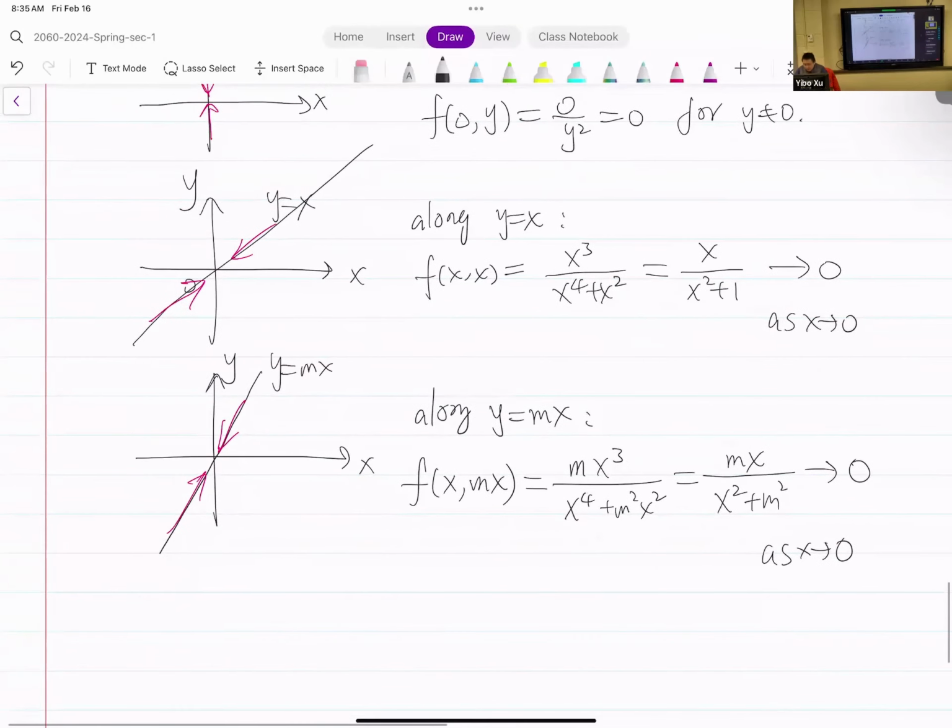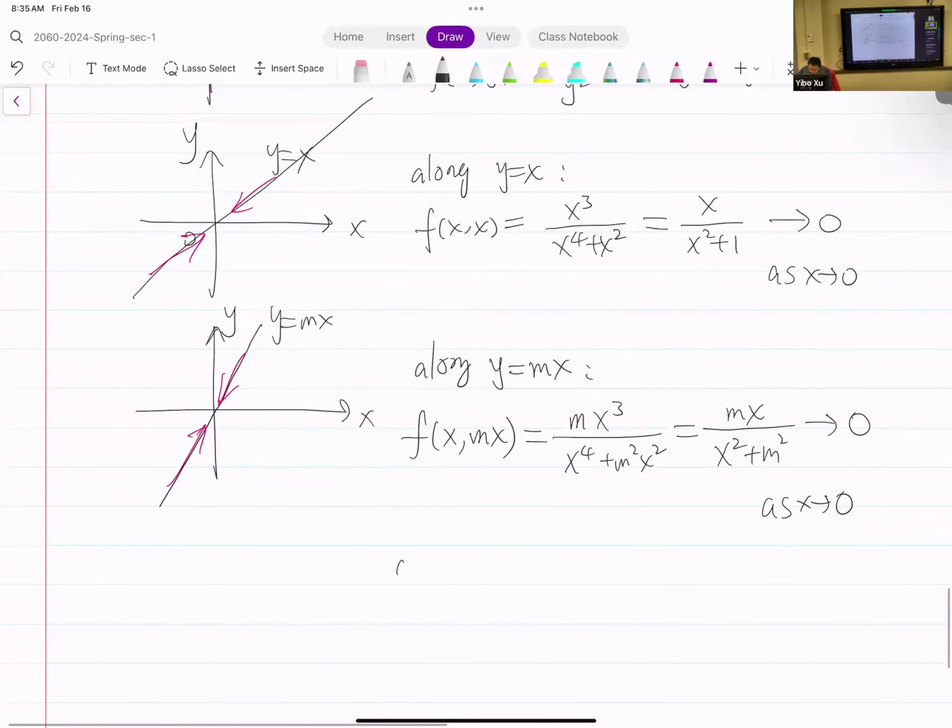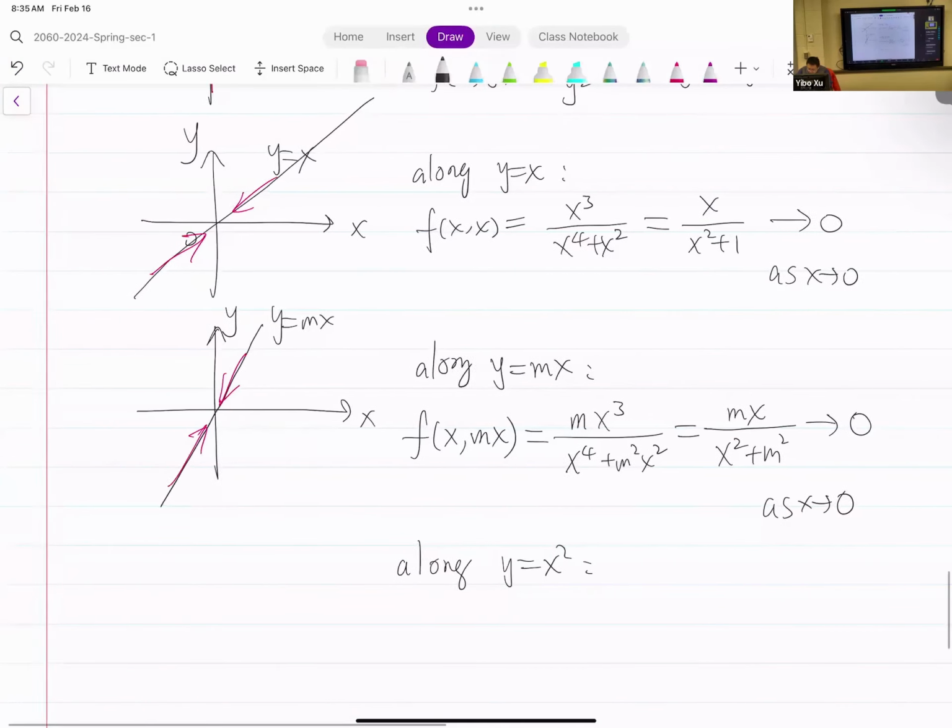But now we can think about making this m. If you think about this m, this is something unknown, right? So if we use it as a constant, it's just m times x. That's giving us this. But if you choose it to be what? If you choose m to be just x, that's gonna be something else. So along y equals x squared now. Let's quickly calculate that.